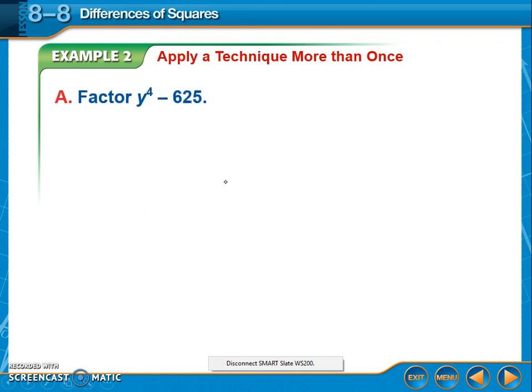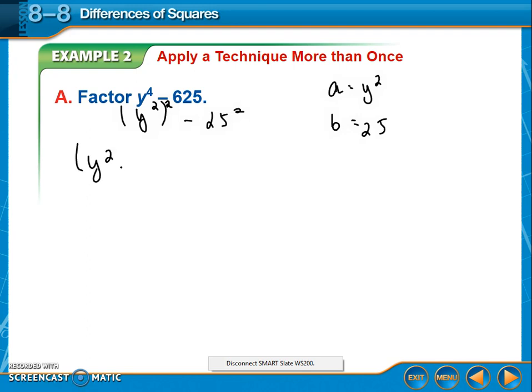Okay, looking at this, what squared gives me y to the 4th? That's going to be y squared. Y squared squared is y to the 4th. And what squared gives me 625? That's 25 squared. So if I were to factor this, my a is y squared and my b is 25. So I'm going to do y squared plus 25 and y squared minus 25.